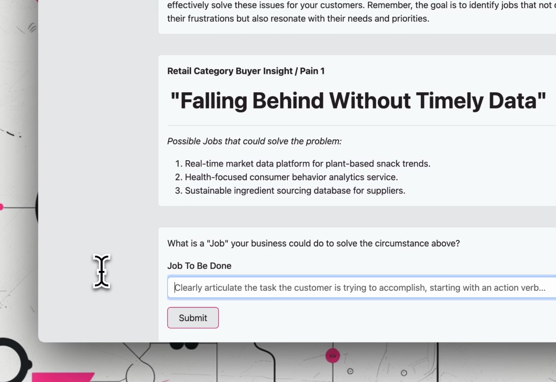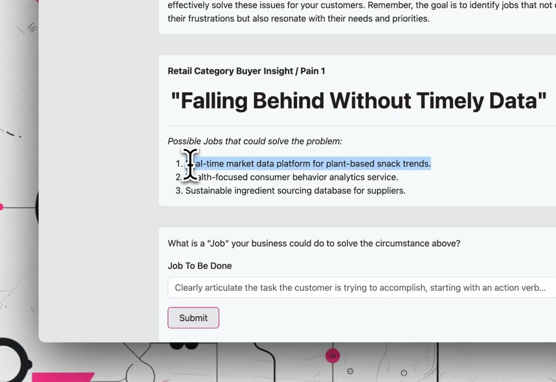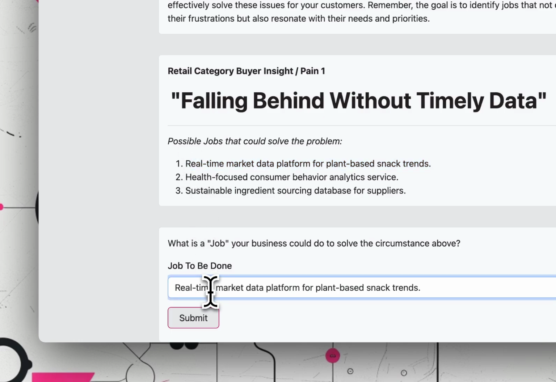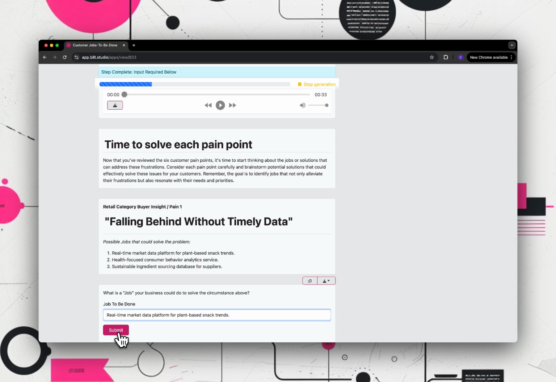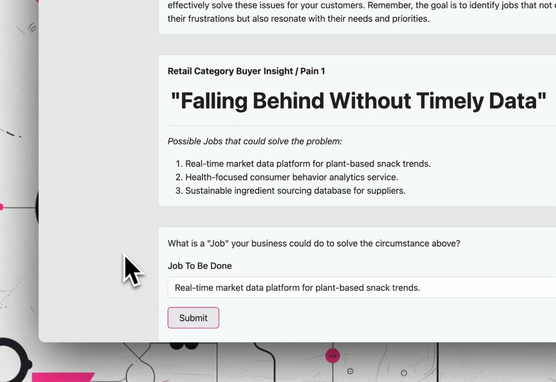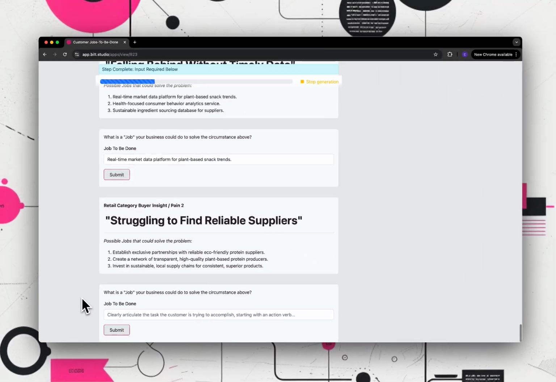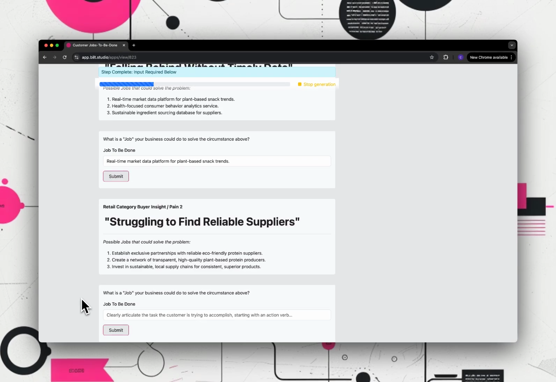So let's say we have a real-time market data platform for plant-based snack trends. Let's say that exists in our company, and we can present super relevant data to our customer when we're trying to sell to them. Now this platform is going to take me through all 6 questions because we want to grade those all at once to really understand where they land on that XY axis to figure out which is the highest value solutions that I should be focused on.